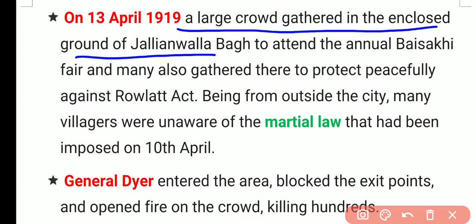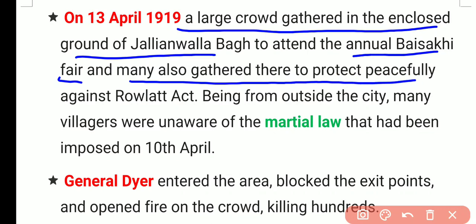First, many people were gathered there to attend the annual Baisakhi fair. And second, many also gathered there to protest peacefully against the Rowlatt Act. Here I am again using the word peacefully. Many people were gathered there to protest peacefully against the Rowlatt Act.